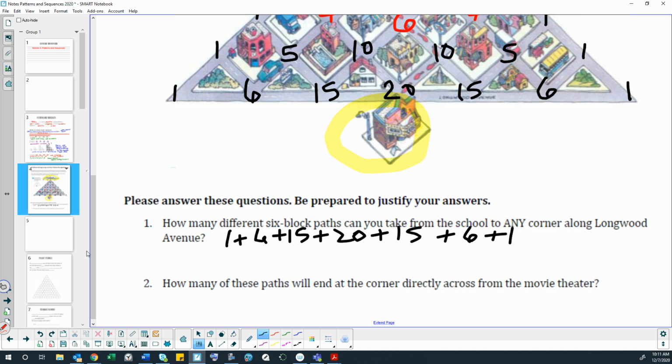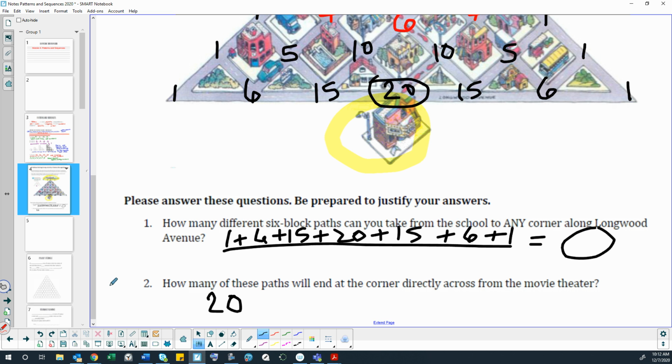Okay, then question 2. How many of these paths will end at the corner directly across from the movie theater? How many different ways are there to get to this corner right here? There are 20. So I didn't finish this problem. You guys need to add it and find the answer, right? And then this side of your paper is done.